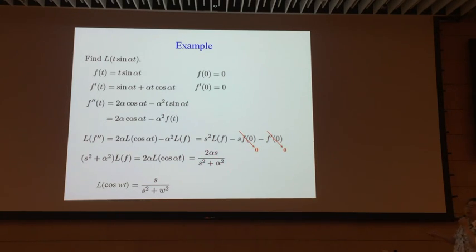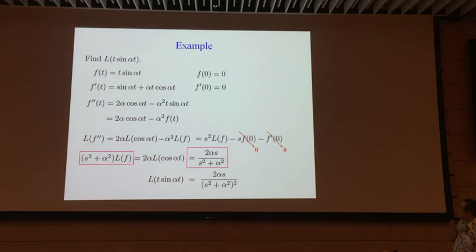This is just a rational function of s, a polynomial in s divided by a polynomial in s. So it's algebraic, and there's no derivative involved. The left-hand side similarly is just Laplace transform f times s squared plus alpha squared. So if you want Laplace transform f, you just divide throughout by s squared plus alpha squared. Here the exponent goes up to 2. And so we have the Laplace transform of t sine alpha t is 2 alpha s divided by the square of s squared plus alpha squared. So that's the answer.